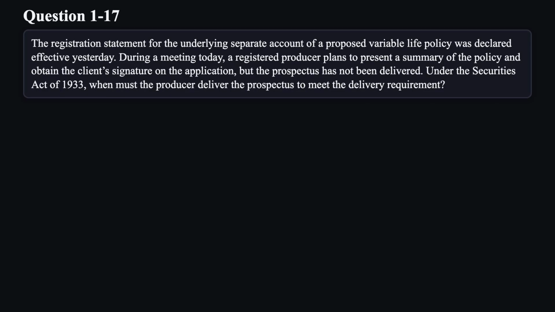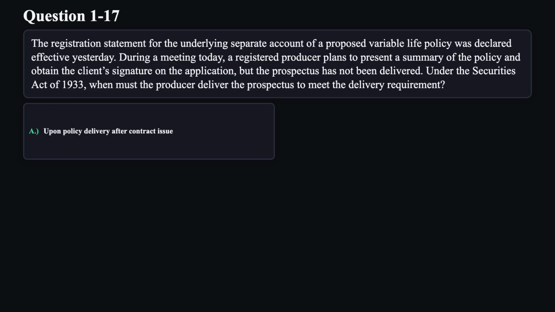Question 17. The registration statement for the underlying separate account of a proposed variable life policy was declared effective yesterday. During a meeting today, a registered producer plans to present a summary of the policy and obtain the client's signature on the application, but the prospectus has not been delivered.